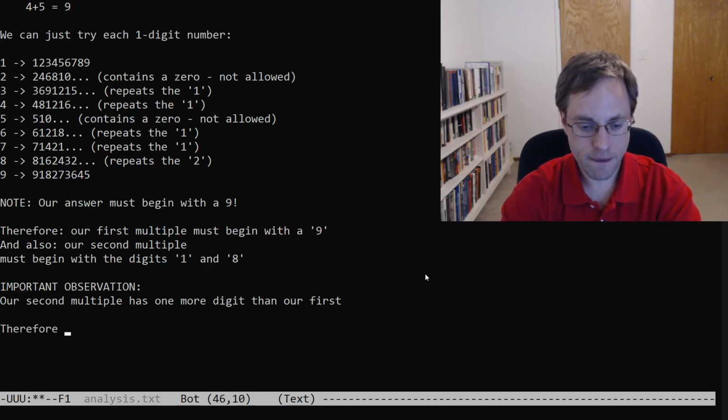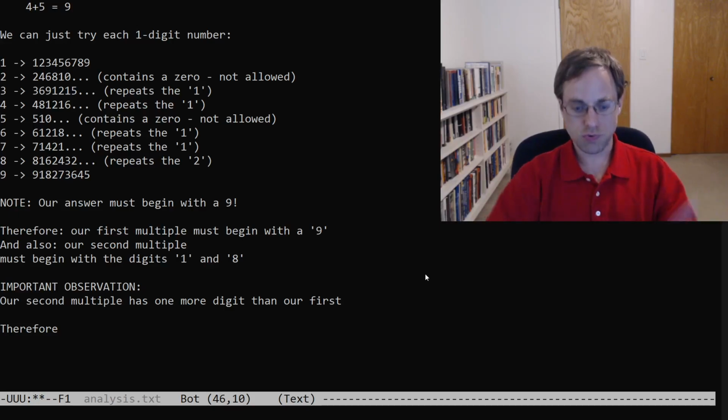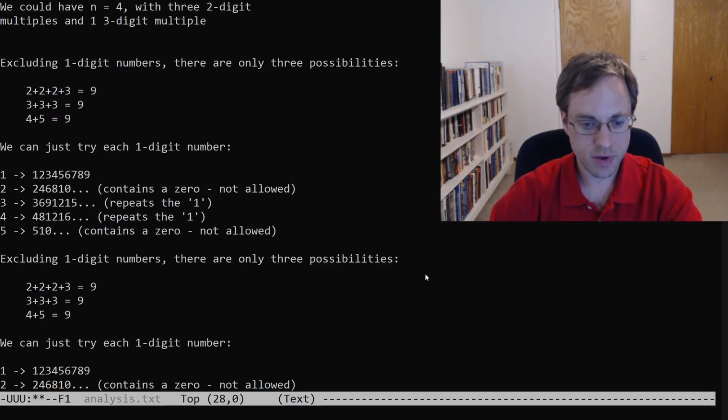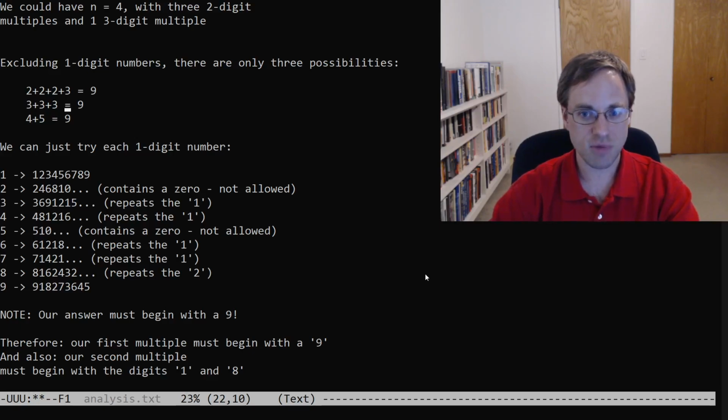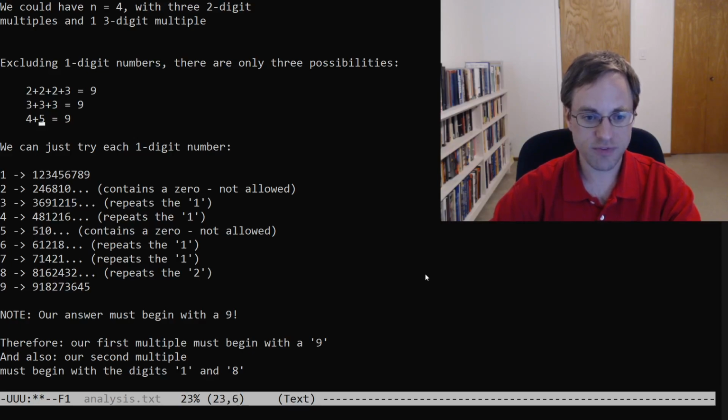Therefore, in particular, you'll recall if we go back up here, our other possibilities were 2 plus 2 plus 2 plus 3 is 9, 3 plus 3 plus 3 is 9, and 4 plus 5 is 9. But we just said that the first and second multiples can't have the same number of digits. And so this first possibility won't work. This second possibility won't work. We're only left with this last possibility as an option.